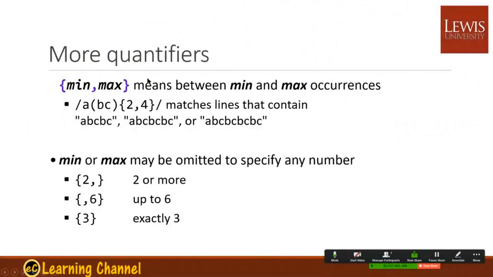You may also use a specific quantifier with minimum and maximum. Right here we have A concatenated with BC, but BC may occur 2 to 4 times. So it's A, BC, BC, or A, BC, BC, BC, or A, BC, BC, BC, BC: 3 different possible combinations. So 2 comma means 2 or more, comma 6 is up to 6, and the curly brace with only 3 means exactly 3 times.